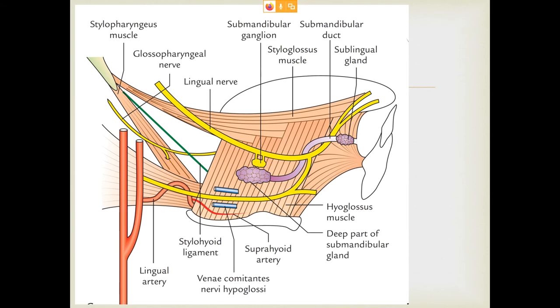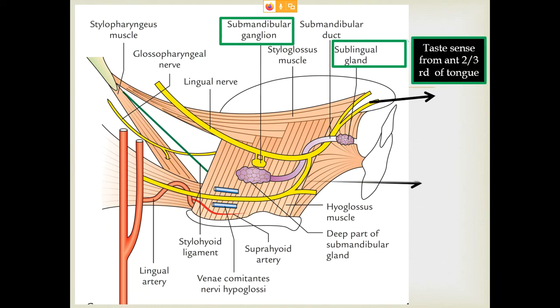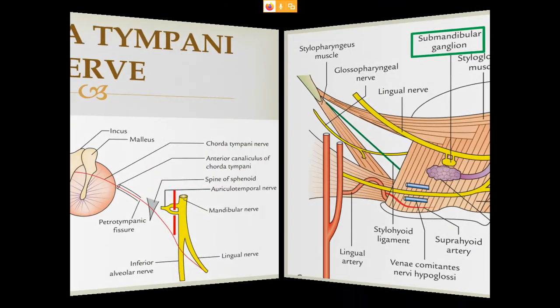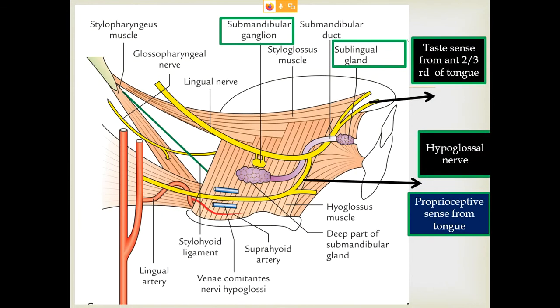Communications. With which structures is it communicating? It communicates with the chorda tympani. Here you can identify it is also communicating with the submandibular ganglion, the sublingual gland, and the hypoglossal nerve. The function carried out by the hypoglossal nerve communication is the proprioceptive sense from the tongue.